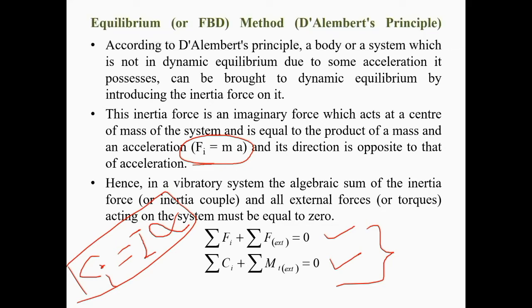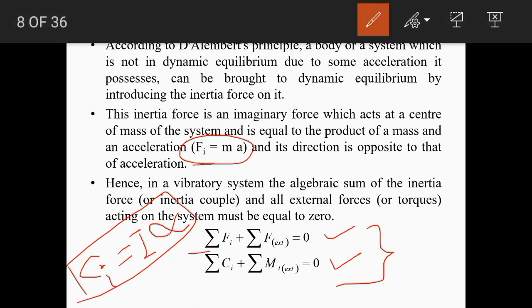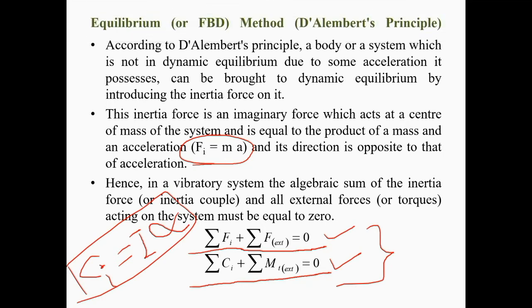So as per D'Alembert's principle, the total summation of inertia force plus the total summation of all the external forces should be 0, and the total summation of inertia couple plus the total summation of all the external torques should be 0. So these are the two conditions for a system to be in dynamic equilibrium.